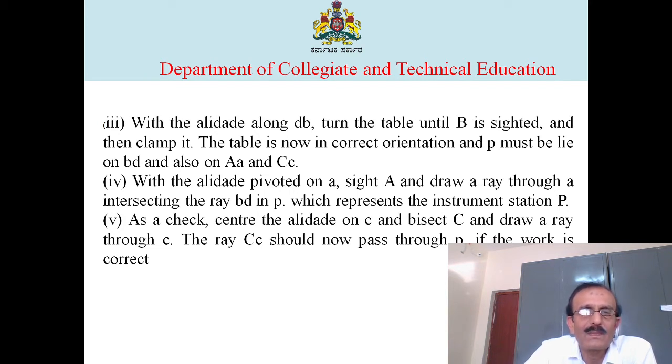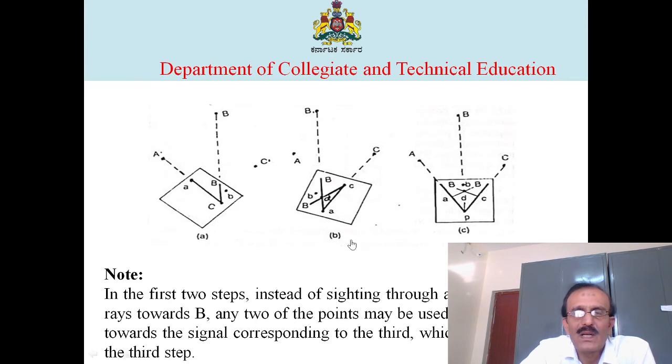and CC respectively. With the alidade pivoted on A, sight A and draw a ray through A intersecting the ray BD in P, which represents the instrument station P. As a check, center the alidade on C, bisect C and draw a ray through C. The ray CC should now pass through P if the work is correct. So the step-by-step procedure is depicted in the picture here.